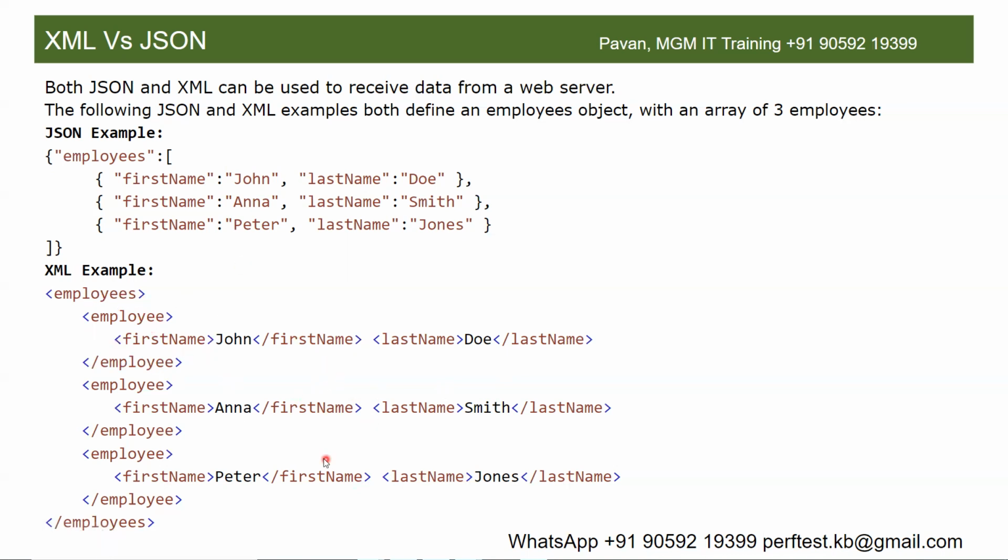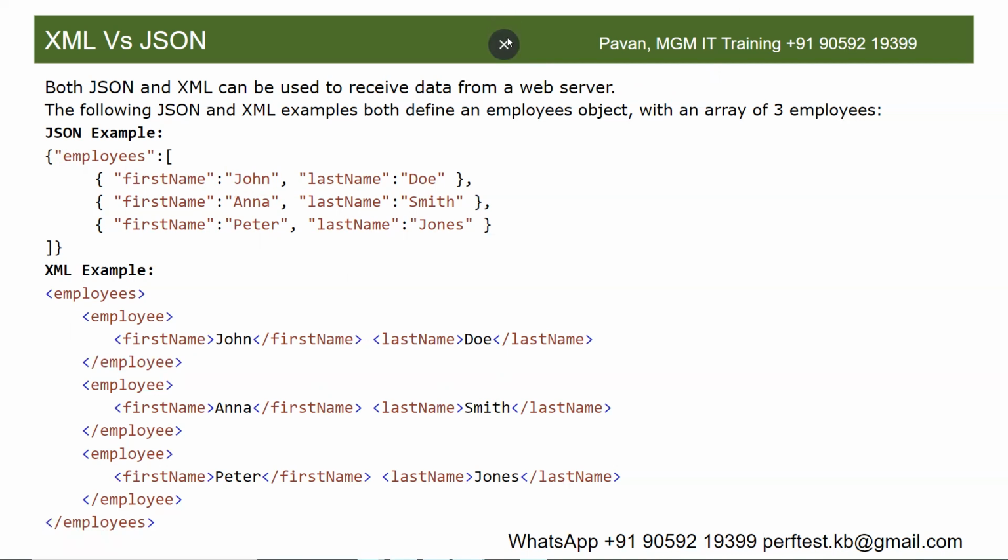But if 2 applications are using JSON for transporting the same data, the data will be like this. This is how JSON looks. If JSON is used for transferring data between 2 applications, this is how the details of 3 employees will be transferred. And if you observe here, the number of characters in XML will be more compared to JSON. Yes or no?